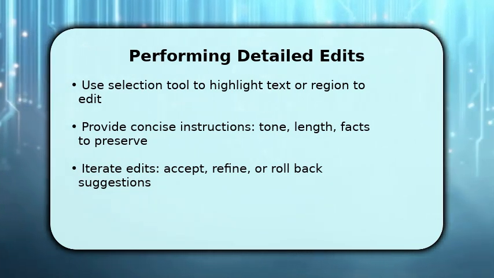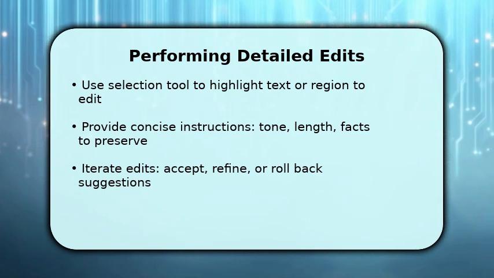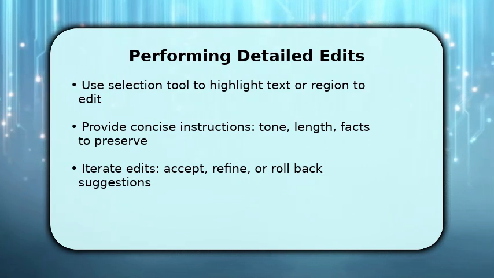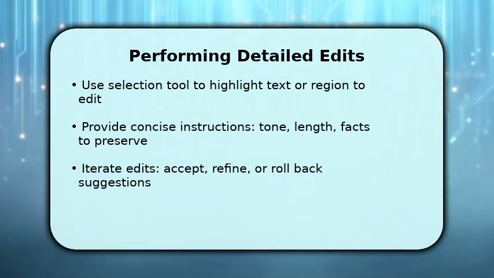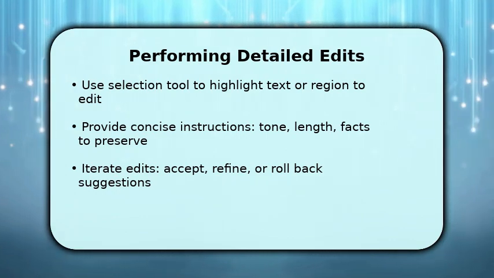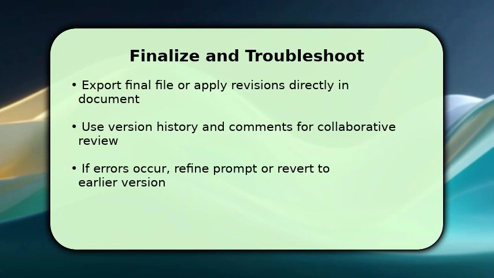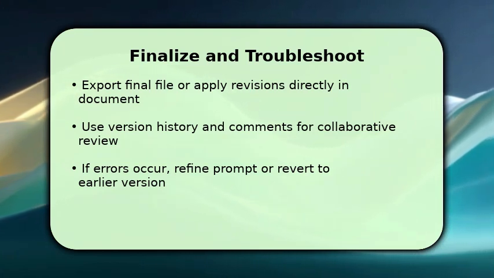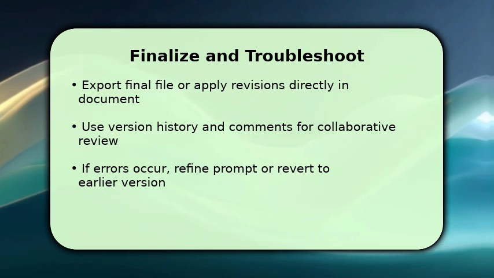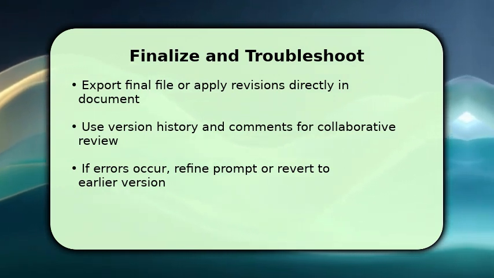As Gemini returns options, iterate, accept the best, ask for refinements, or request alternatives. Make sure to use the comparison view to see changes side by side. So you preserve meaning. You finish by applying the chosen revisions and exporting the final file or saving changes directly in the document.